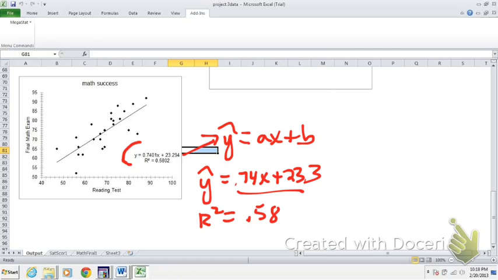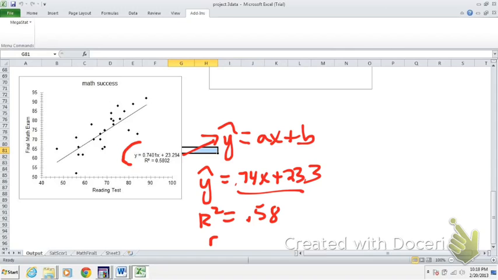That means that 58% of variation in y, which is 58% of the variation in final exam scores, can be explained by the least squares regression line. And you say, well, at least it's a majority, and another way of saying that is 58% can be accounted for by the least squares regression line. 42% of the variation in final exam scores is accounted for by some other factors that are out there.